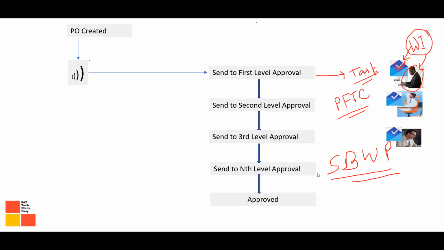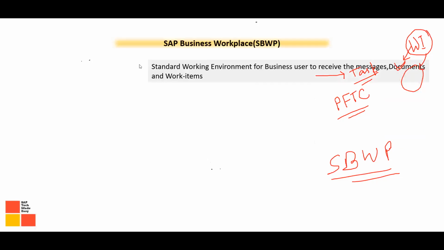Now let's go and see this. Moving forward, the same thing here, SAP Business Workplace, not process, sorry for that, SBWP, SAP Business Workplace. It defines a standard working environment for a business user to receive messages, documents, and work items. Okay.